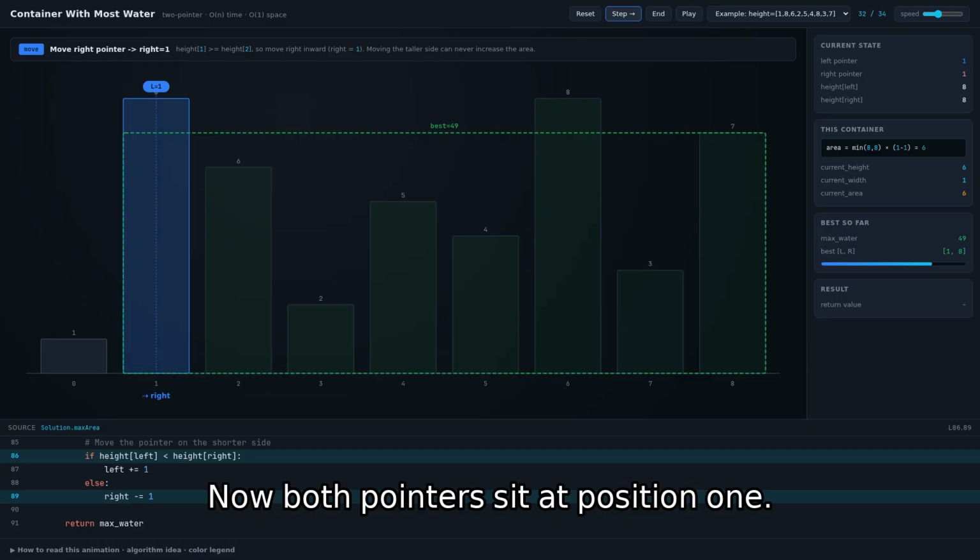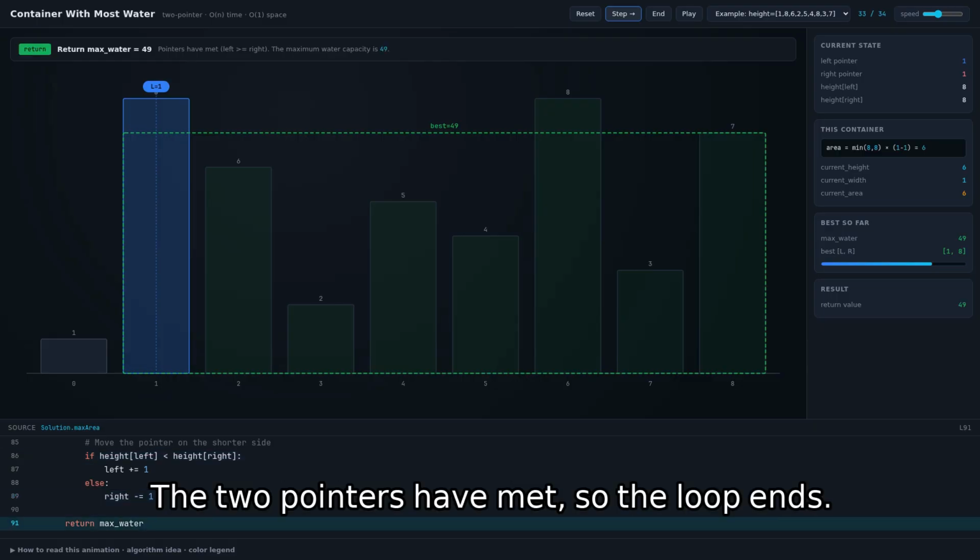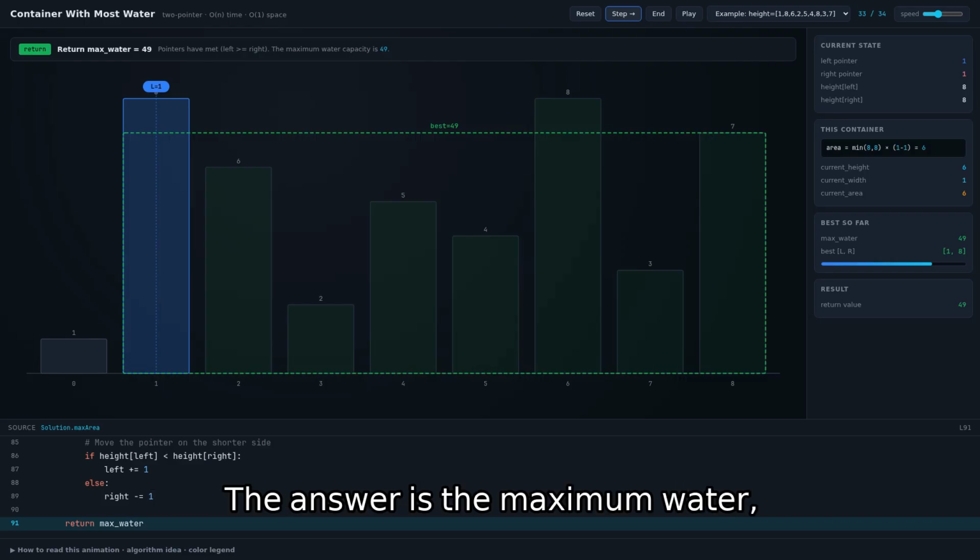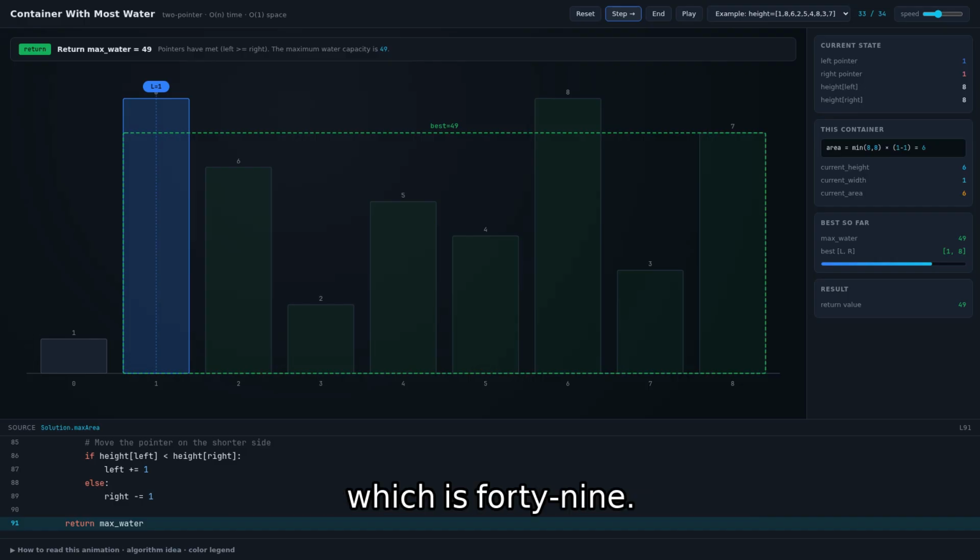Now both pointers sit at position 1. The 2 pointers have met, so the loop ends. The answer is the maximum water, which is 49.